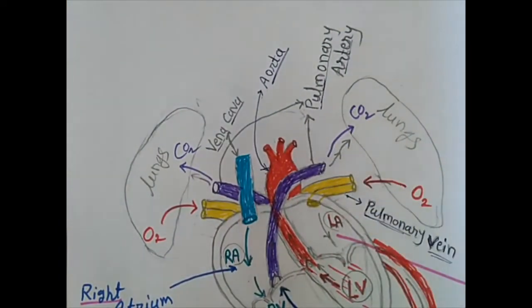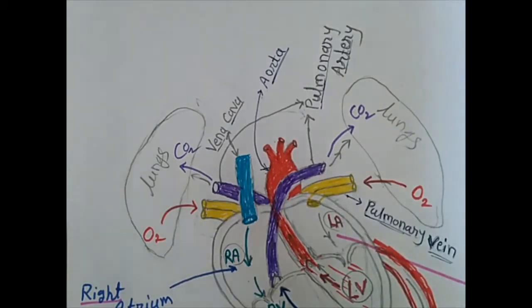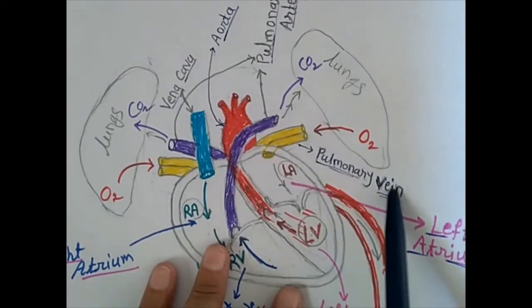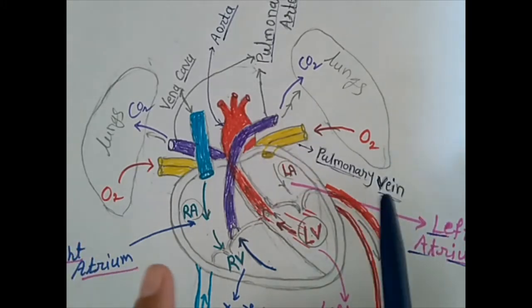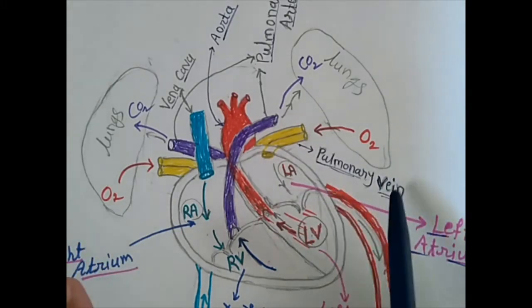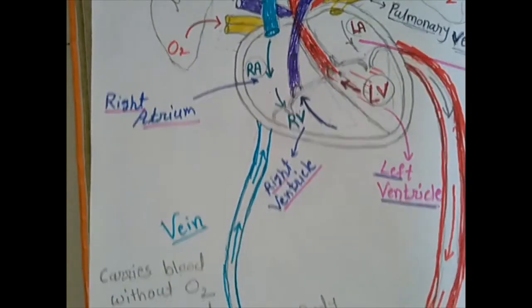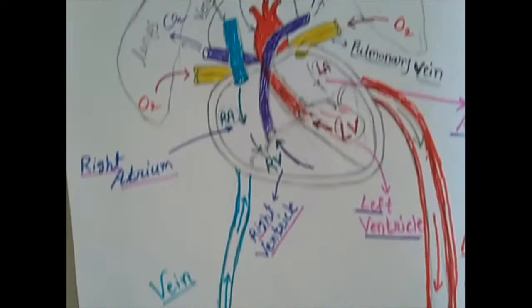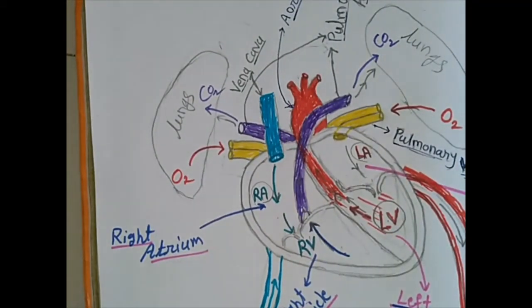So which is the exceptional artery? Pulmonary artery is the exceptional artery because it carries deoxygenated blood. And which is the exceptional vein? The pulmonary vein is the exceptional vein because it carries oxygenated blood. Though it is a vein, it carries oxygenated blood. So this is about the circulatory system. So I hope you understood that.